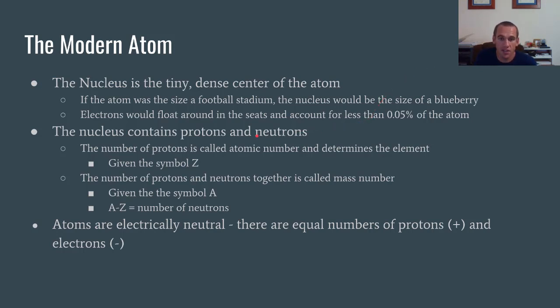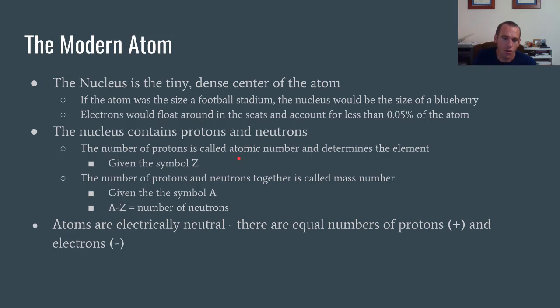Now, the number of protons determines the element. Hydrogen atoms have 1 proton, helium atoms have 2 protons, and so on. And that gets the symbol Z. The number of protons and neutrons together is called mass number, whereas the number of just protons is atomic number.